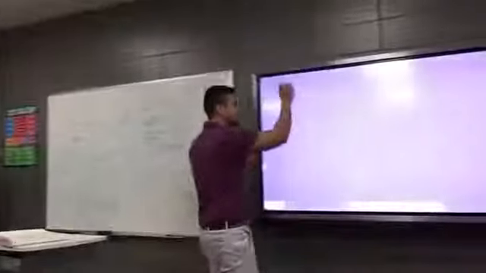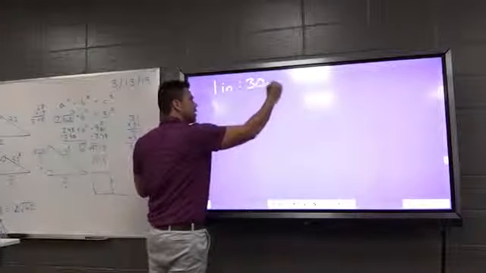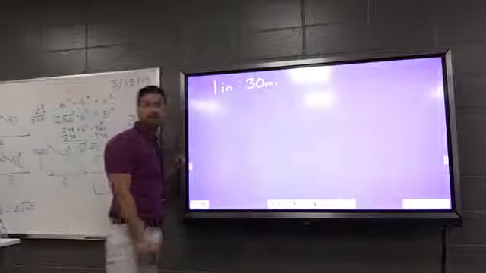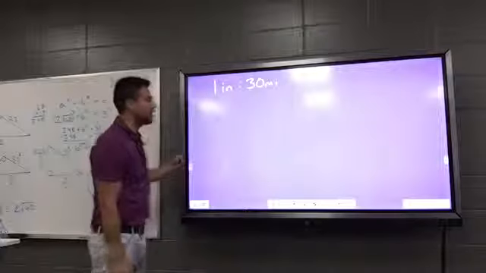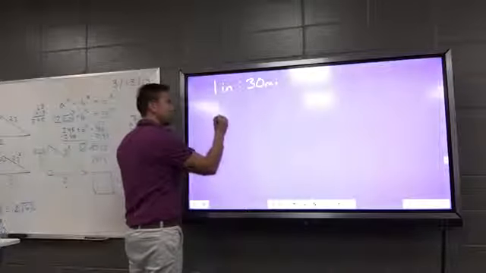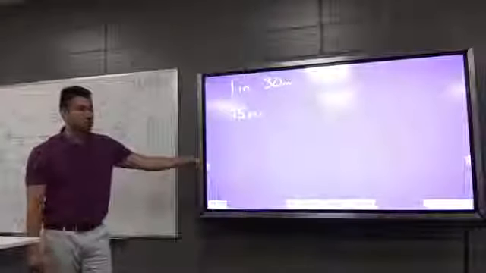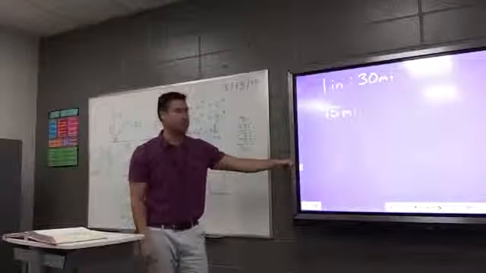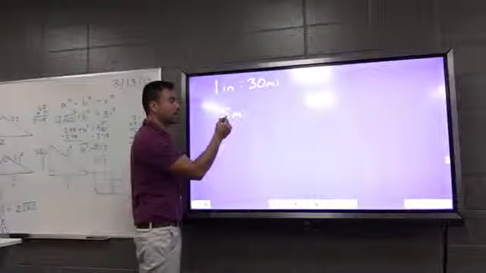Okay, they gave me 2 things. They gave me 1 inch on the map is equal to how many miles? 30. So that's my scale. We call that the scale. That's the key to the map. And then they gave me that Denver was about 75 miles from Rocky Mountain National Park.